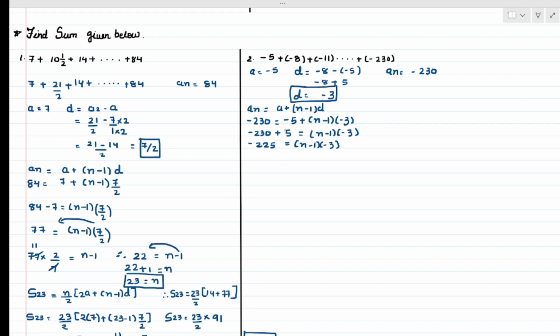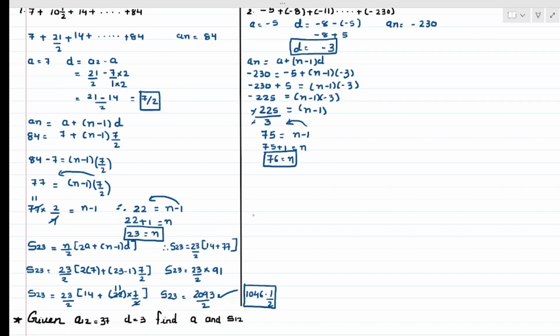Now this minus 3 goes down. That means minus 225 upon minus 3 is equal to n minus 1. Yes, this minus and minus cut. 225 divided by 3. That means it is 75 is equal to n minus 1. Yes, now this minus 1 goes over there. That means it will become 75 plus 1 equals to n. That means 76 is equal to n. In this way, I got my answer of n.